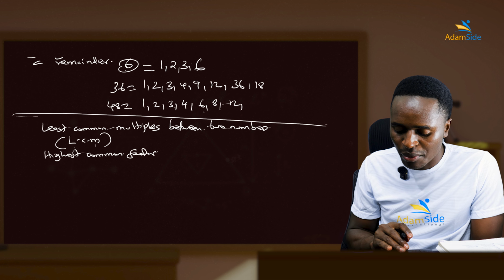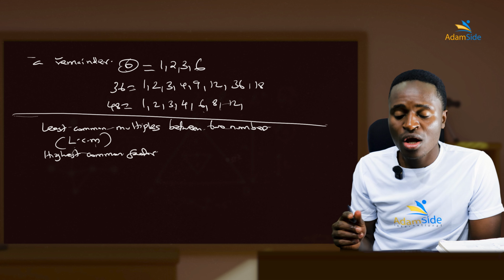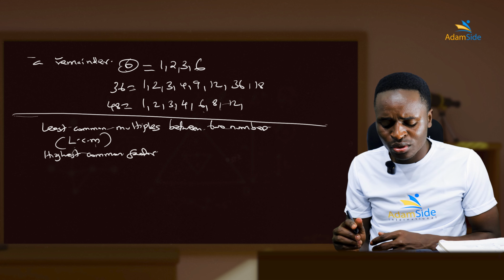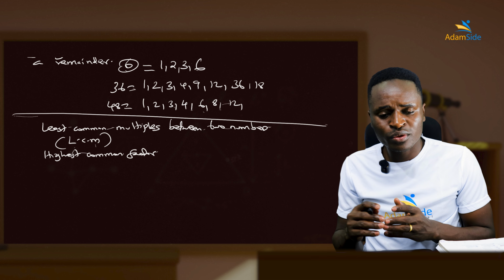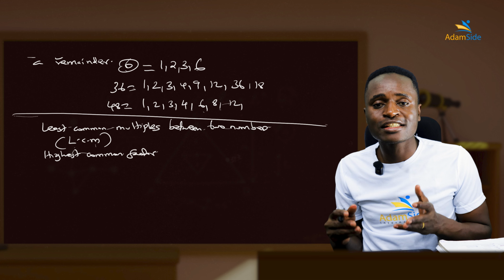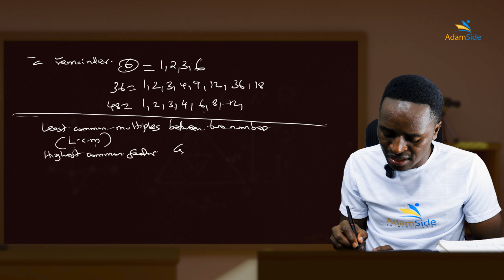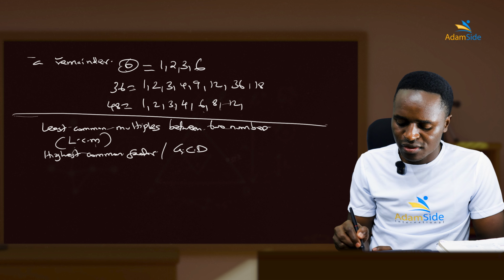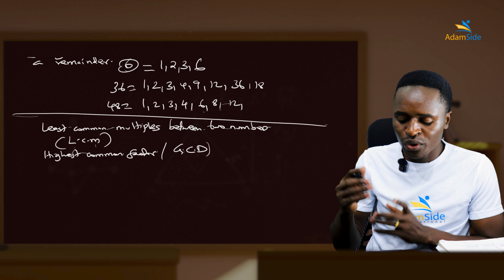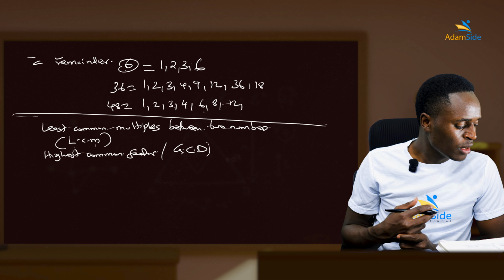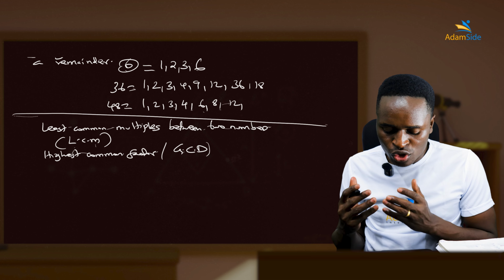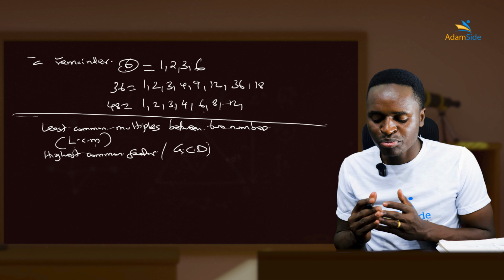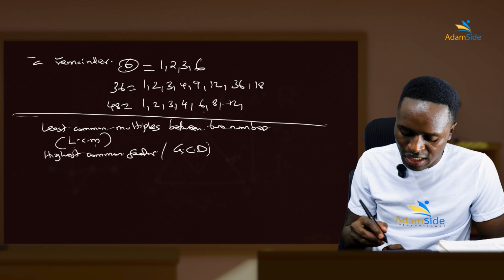You also need to know about highest common factors of numbers, or some call it the greatest common divisor, GCD. Some books mention that as GCD. So we also need to understand about that. So how do we find the lowest common or the least common multiple of numbers? That's the first thing that we're going to learn today.